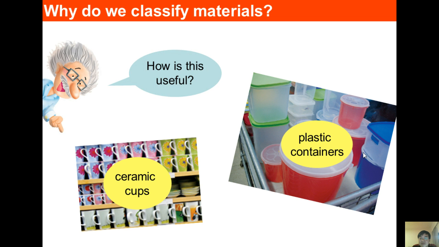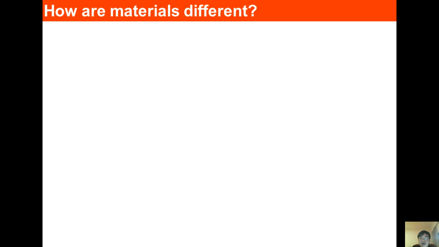So how is this classification useful? So that shoppers will know where to get them, and they can compare the different types of mugs and the different colors. Let's carry on.